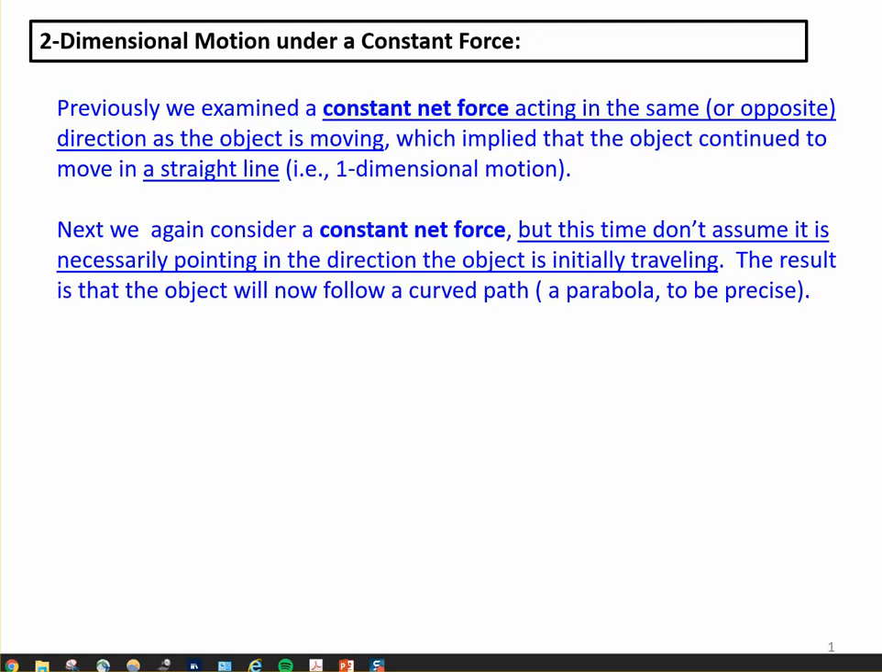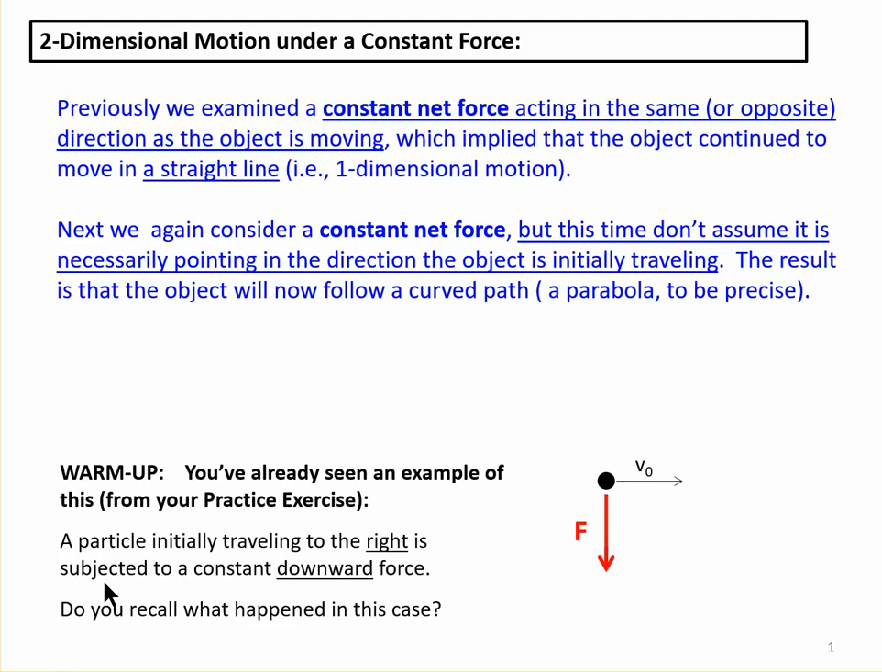In the preceding part of this tutorial, we looked at objects that were moving in a straight line when subjected to a constant force. In this part of the tutorial, we're going to examine, once again, objects that are subject to a constant force, but without assuming that they necessarily move along a straight line. They might move through two-dimensional space, for example. You've already encountered an example of this in one of your previous practice exercises.